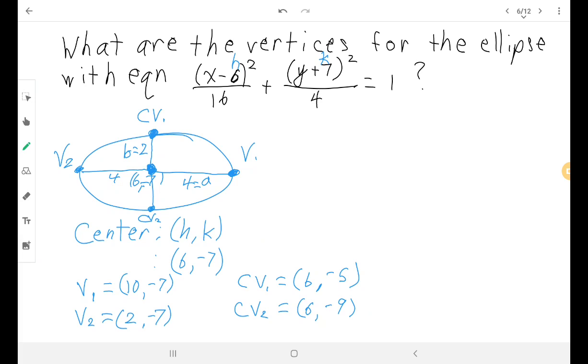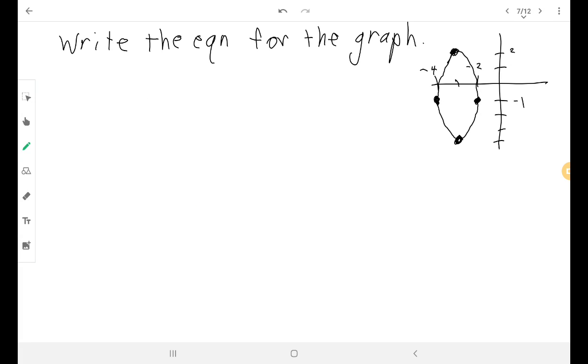There being no questions, I'll move on. Write the equation for the graph. All right, pretty simple. We need h, k, a, and b here. So let's start with the center. We should be able to figure this out.